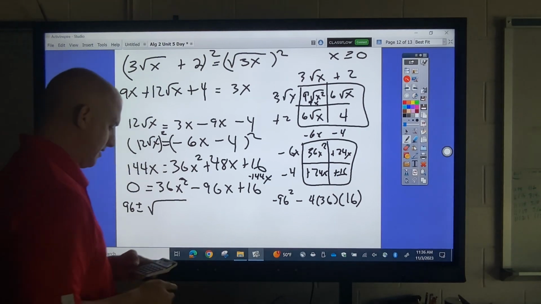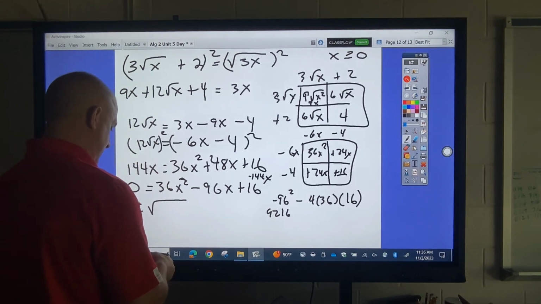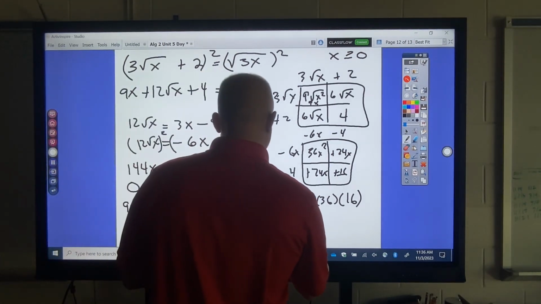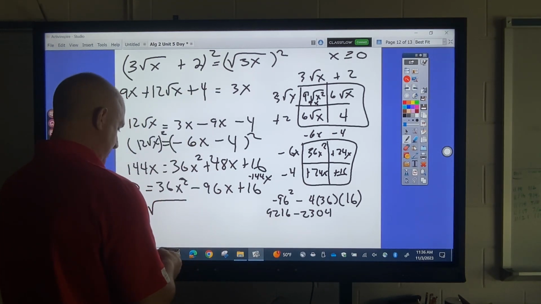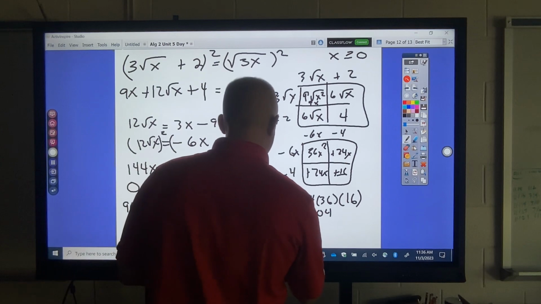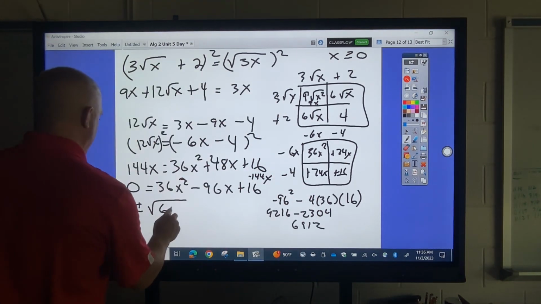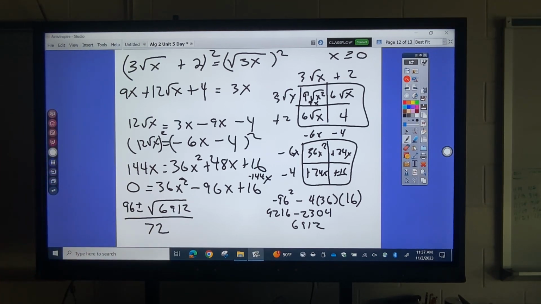96 times 96 is 9,216. 4 times 36 times 16 is 2304. Okay, 9216 minus that is 6912. Okay, so 6912 all over 72. All right, now I got to break down 6912. Hopefully I did not make a calculation error. That'd be really upsetting at this point.